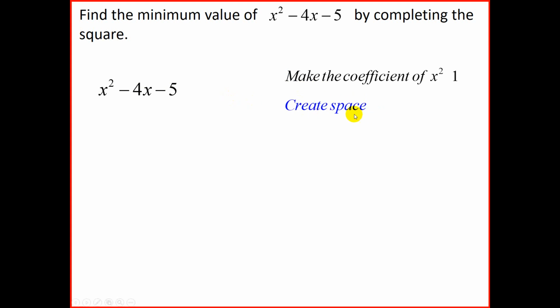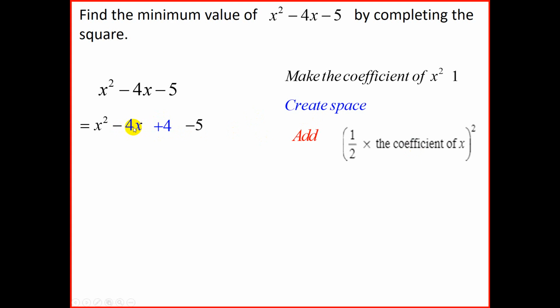Next we're going to create some space. I'm going to move minus 5 a little so that I can add in another term. So we want to add half, which means divide by 2, the coefficient of x all squared. So the coefficient of x is minus 4. And if we half minus 4, we will get negative 2. You square negative 2, you're going to get positive 4.